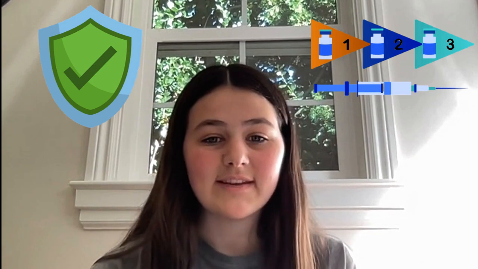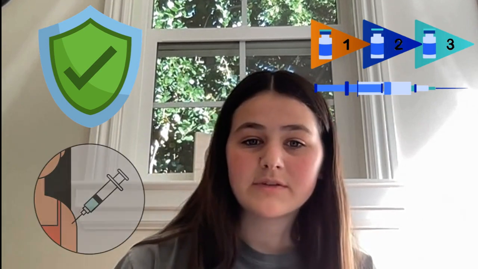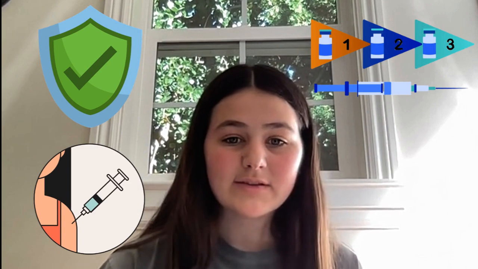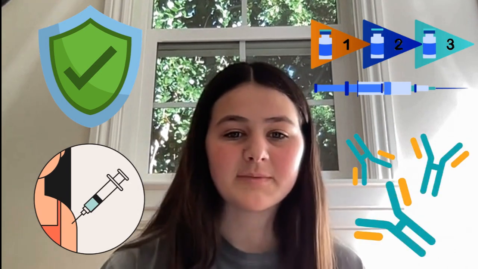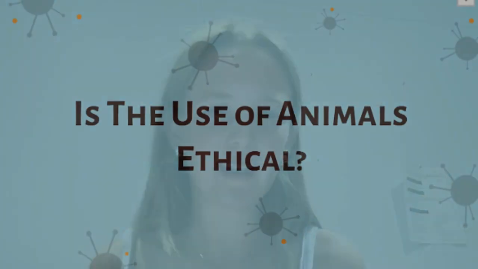So, why are animals used? Animal tests help assess vaccine safety, determine dose and formulation of vaccine, identify optimal routes of delivery, and clarify the magnitude, duration, and type of immune response triggered. So, animals are used to test vaccines to ensure they're safe in humans, but is this ethical?